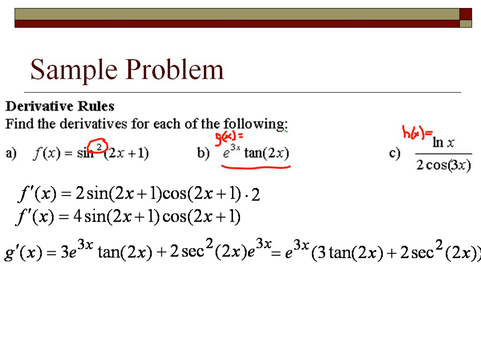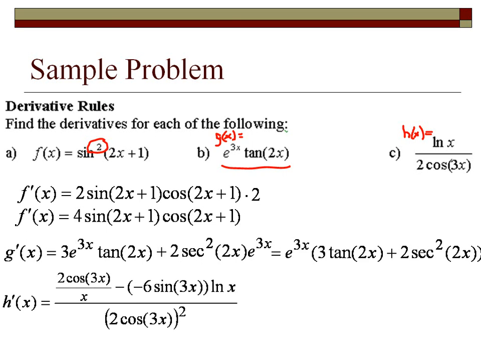Okay, h of x is a standard quotient rule. So remember, derivative of natural log is 1 over x. So I'm going to do 1 over x times the bottom, which is 2 cosine 3x. Then minus the derivative of the bottom, which would be negative 2 sine of 3x times 3. So I get negative 6 sine of 3x. Then times natural log of x. So that's where that initially comes out.